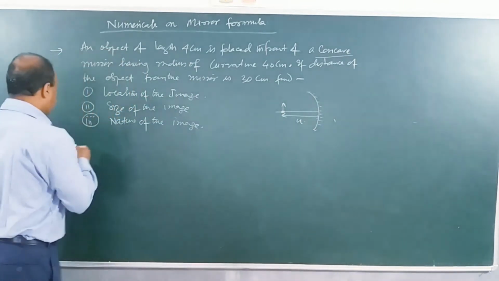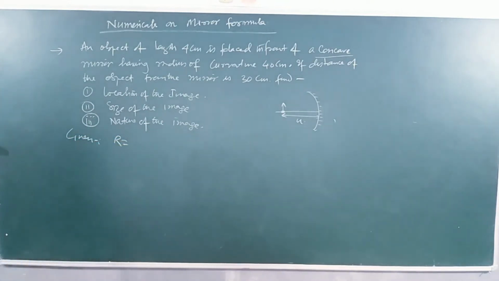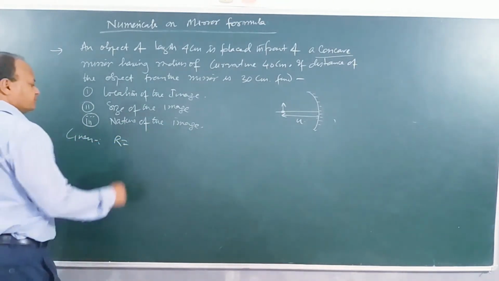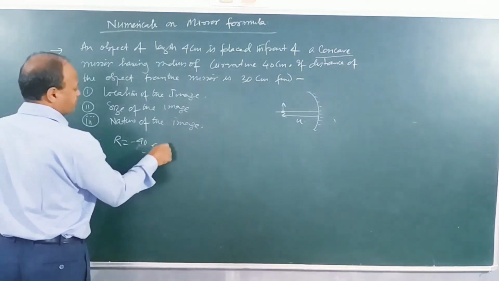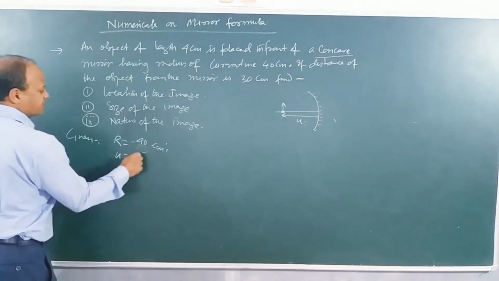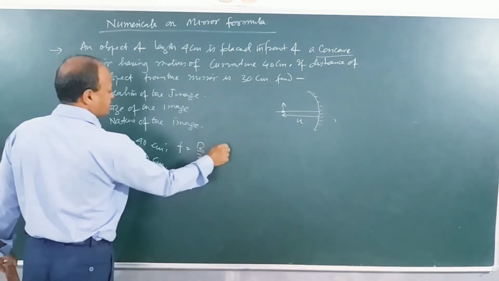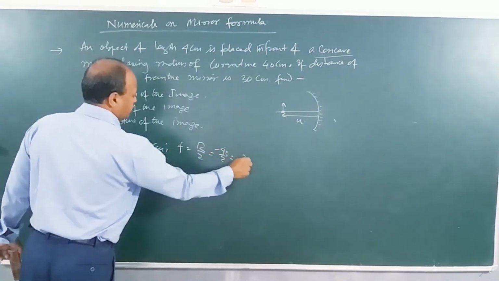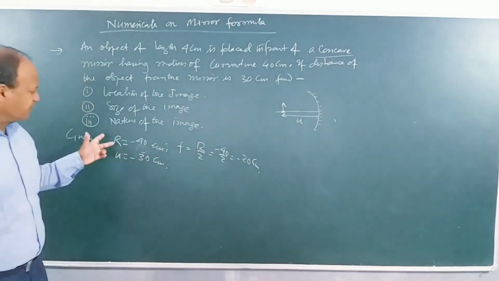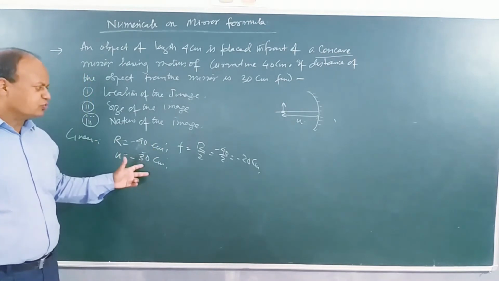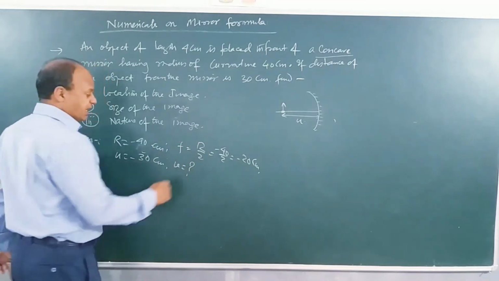So if we are writing here first, what all is given? Radius is 40 centimeter, so it is negative, minus 40 centimeter. U is given as minus 30 centimeter. F will be R by 2, minus 40 by 2, minus 20 centimeter. So we got the focal length. What I need to calculate? I need to calculate V. I need to calculate size, h dash, and h is given as 4 centimeter.